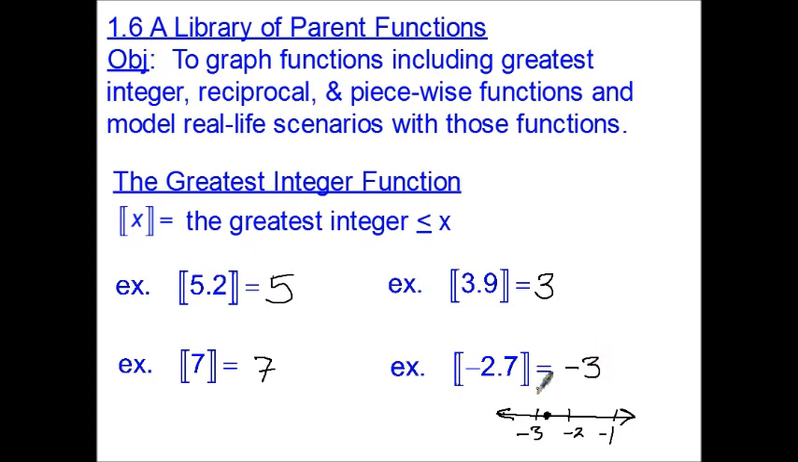The moral of the story is to make sure you're being careful with the negatives. It's kind of like you're always taking it to the left. Everything you own, make sure it's in that box to the left. Anyway, there are the basics of the greatest integer function. We'll get a little more advanced in the next slide.